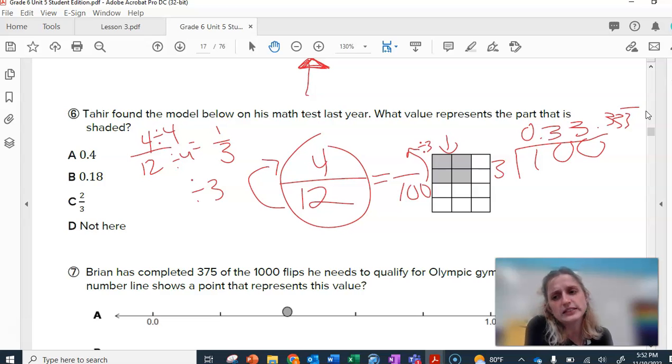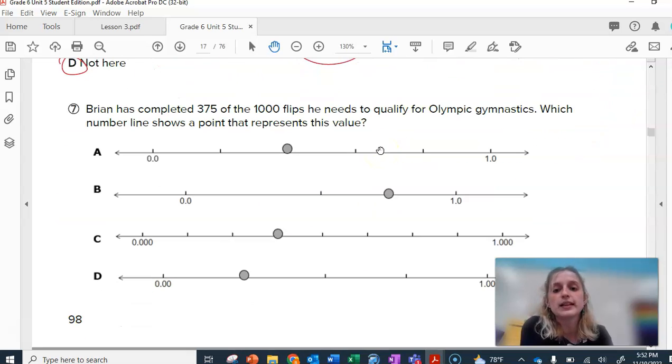And I don't see a third here. So this one's not actually here. 2/3 is the white space, but I didn't ask you about the white space. I asked you about the shaded space. Last one.